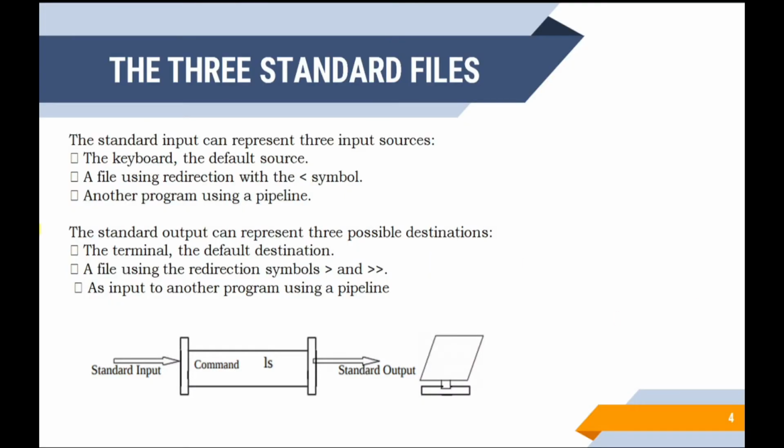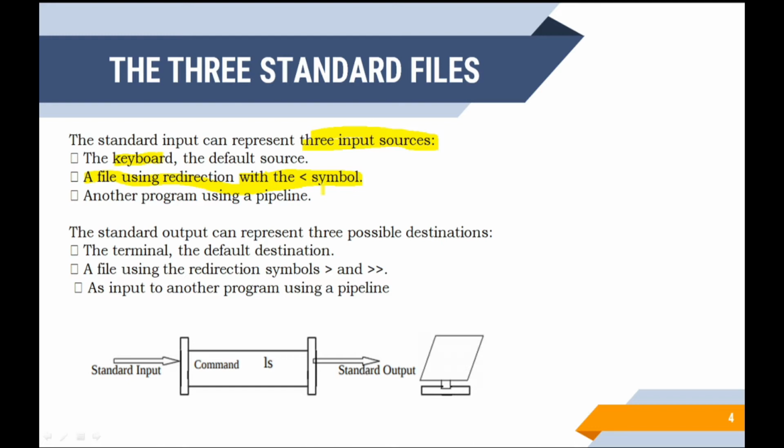Then the standard input can represent three input sources. The first one is the keyboard. By default, through the keyboard only you give the input. Then the second way is a file. From a file you are also able to take the input, so through a file it is possible to redirect the input to your shell.